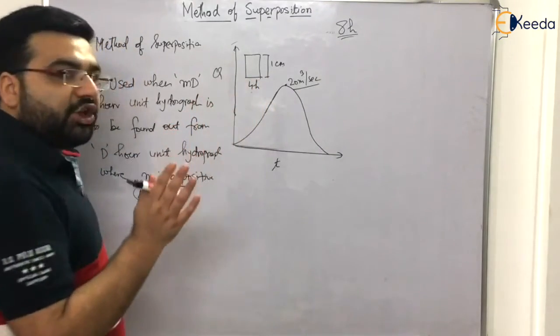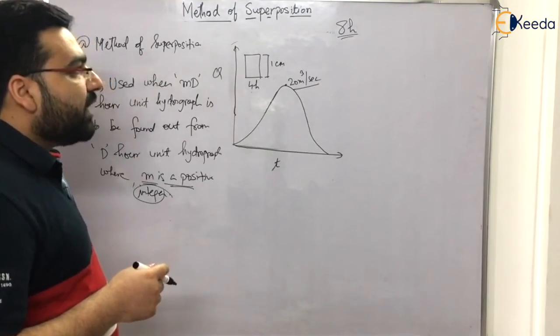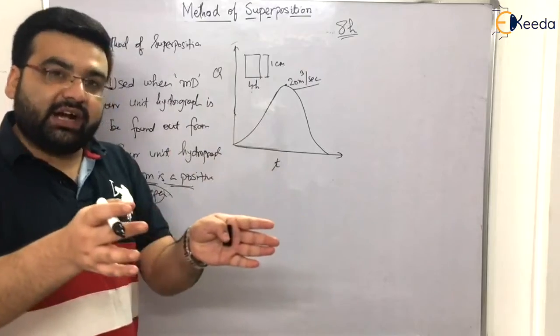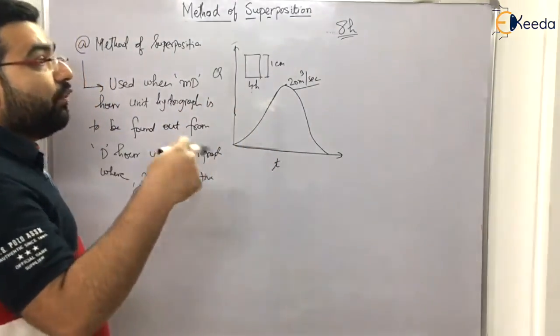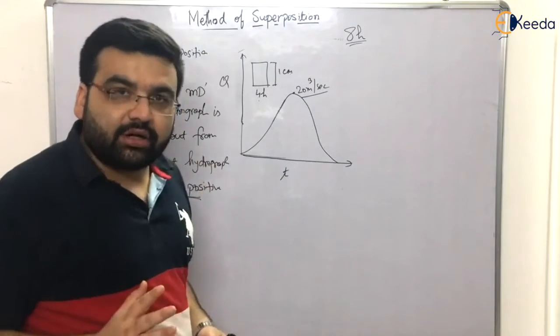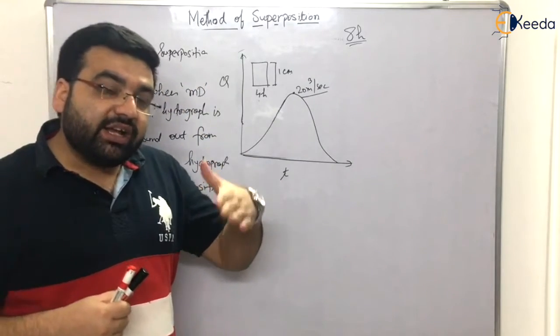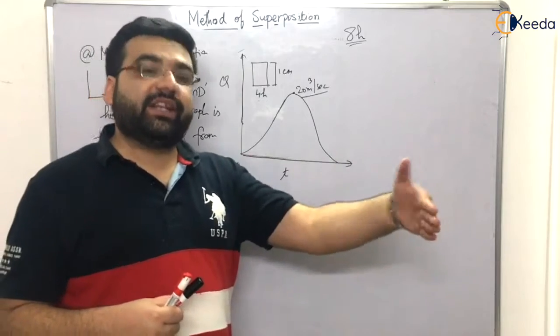Now, this is a 4-hour unit hydrograph, but in the question it has been given to you that you have to calculate the 8-hour unit hydrograph. It means the storm has lasted for 8 hours, but you only have data for 4 hours. Then what will you do? You will use the fourth assumption, as well as the third assumption. So what is the fourth assumption? The fourth assumption is about the linear response, and the third assumption is about the time invariance, right?